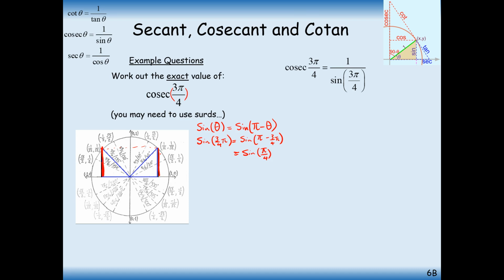So sine of pi over 4, which is 45 degrees, is simply square root of 2 over 2. Okay, so we have 1 over the square root of 2 over 2, which means that we can flip this fraction and have 2 over root 2, and rationalizing that we multiply by root 2, and these two cancel each other out, and the final answer is simply root 2.